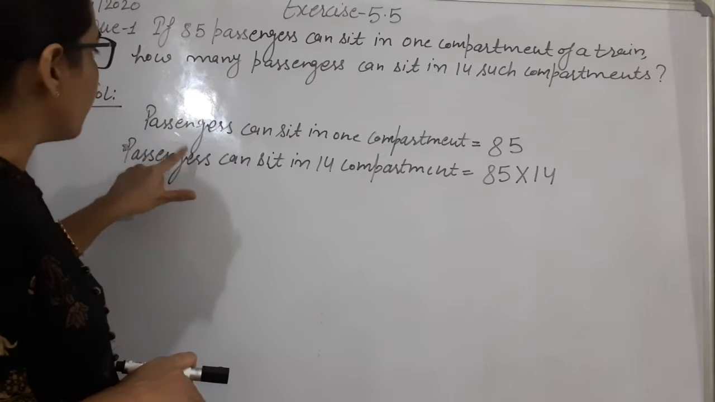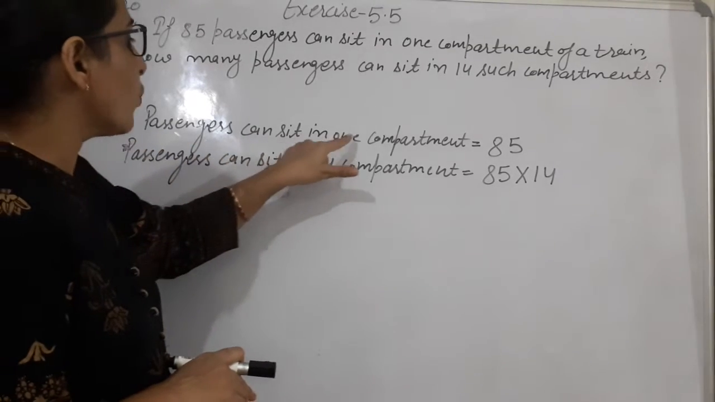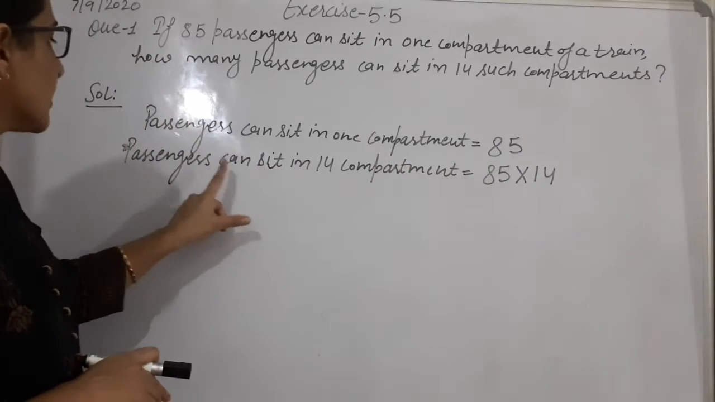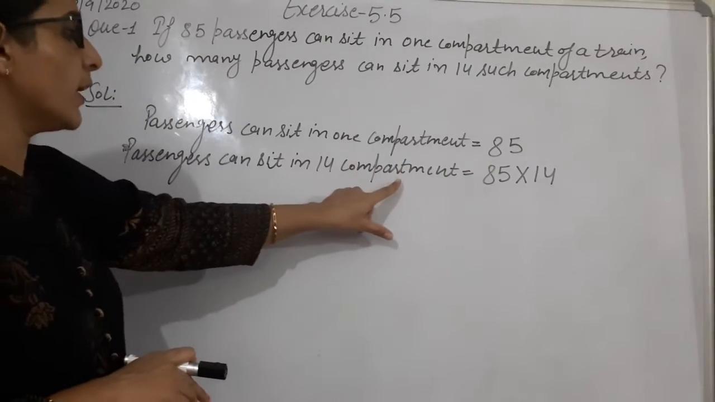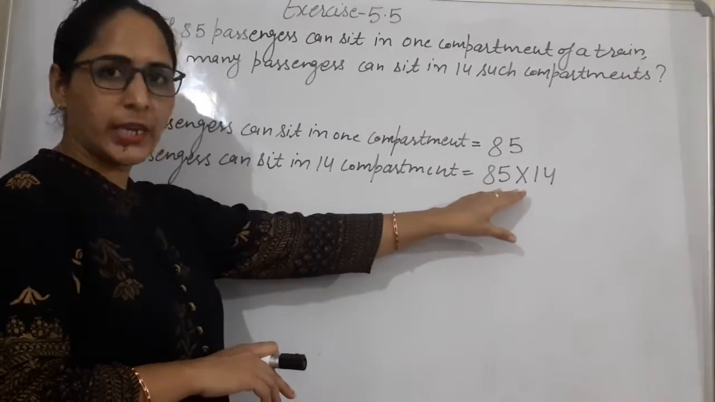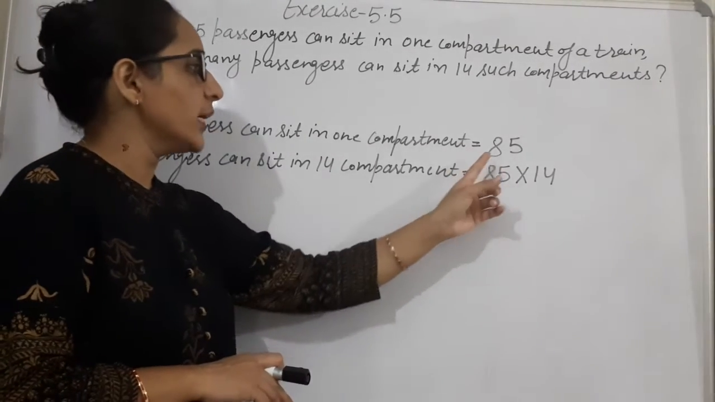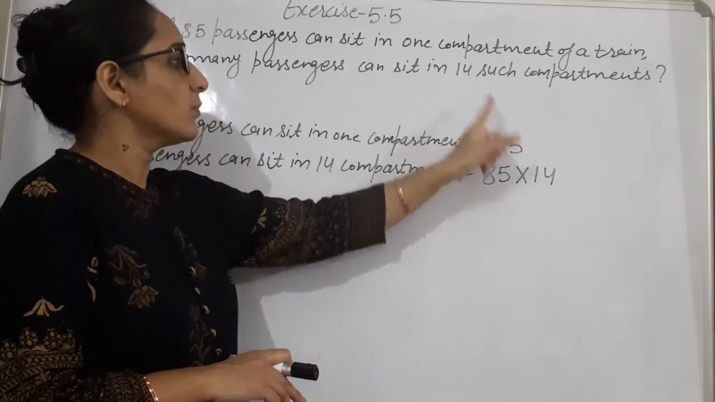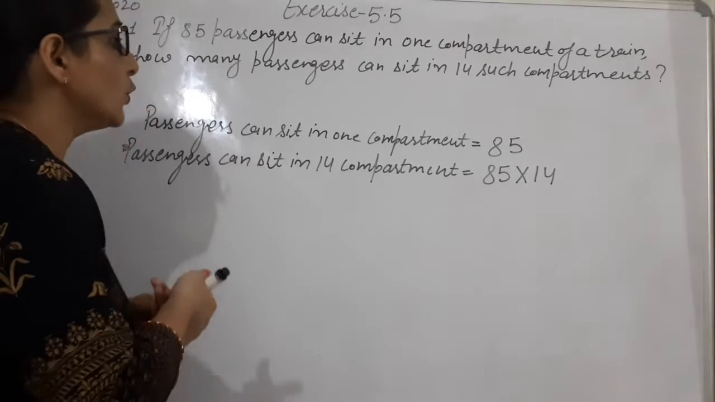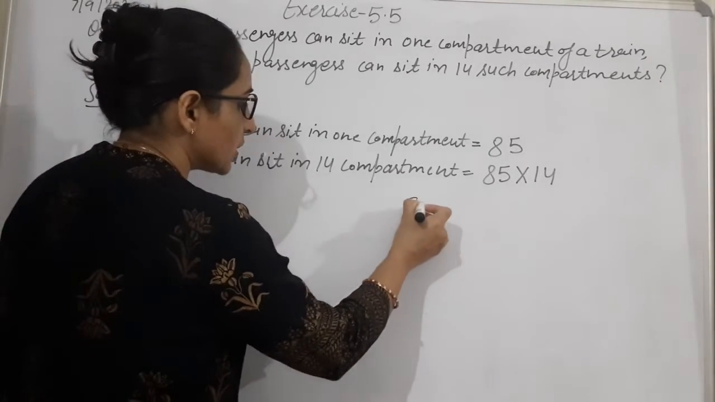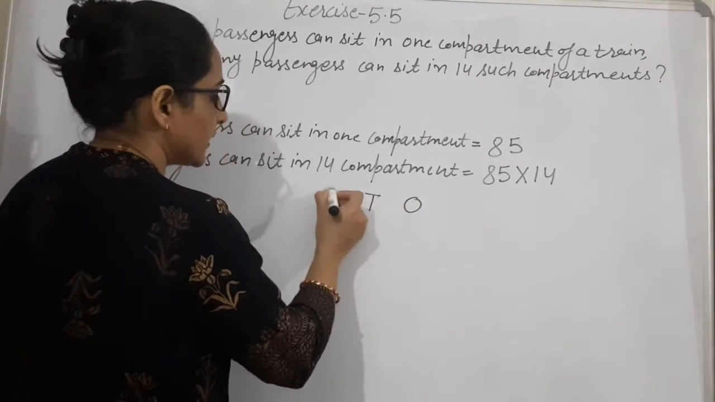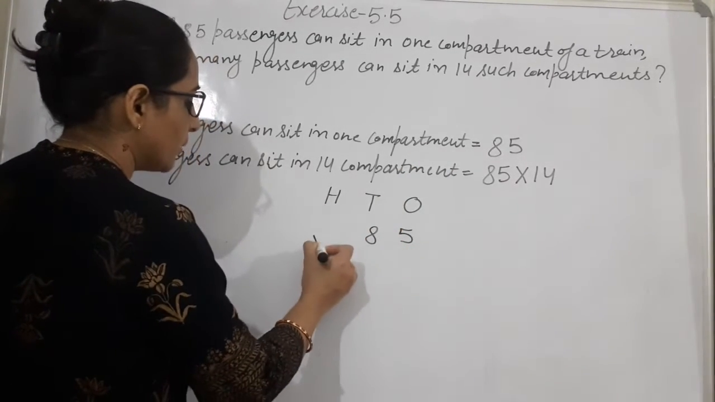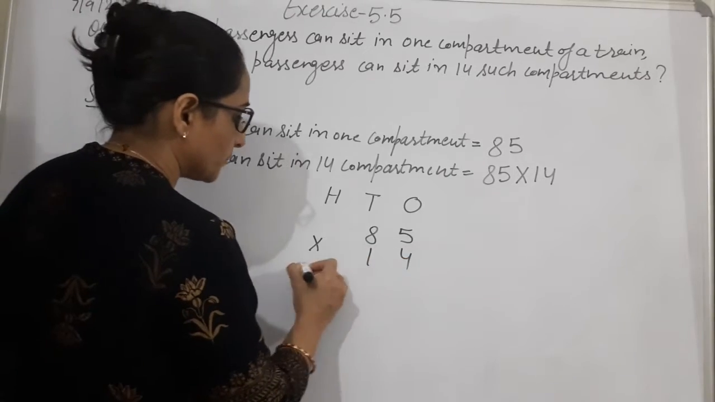First we write the statement, passengers can sit in one compartment, that is 85. Now passengers can sit in 14 compartments. So we will find more here, the number of passengers. So 85, the number of passengers, multiply by the number of compartments. Clear? And we know very well how we do the multiplication. First we write the places, ones, tens and 100. Now write 85, then multiply by 14.